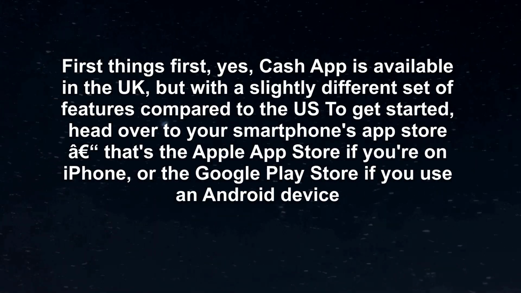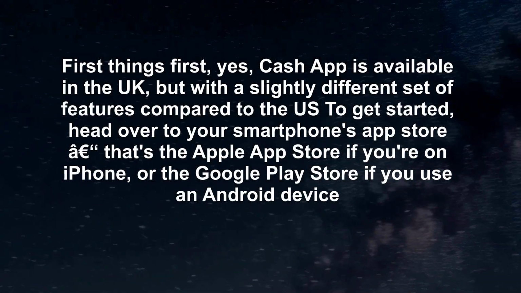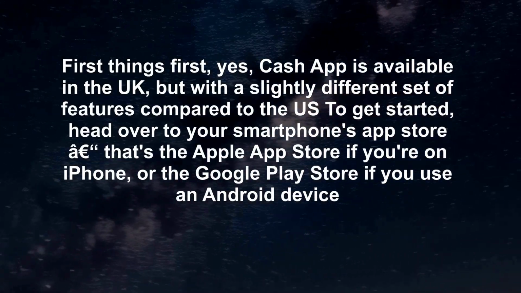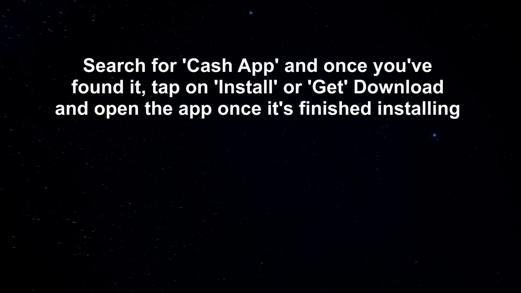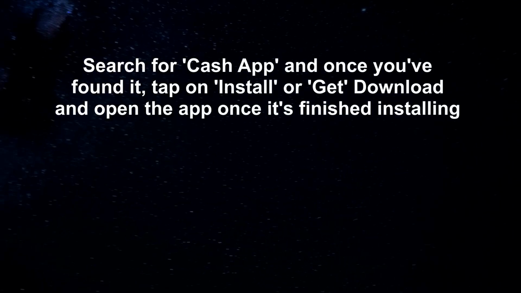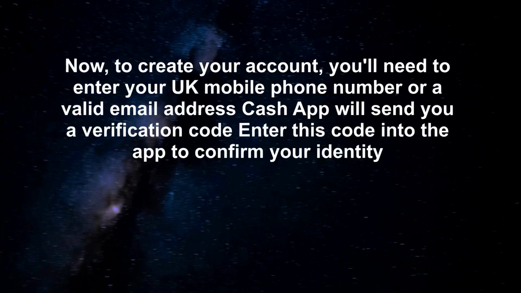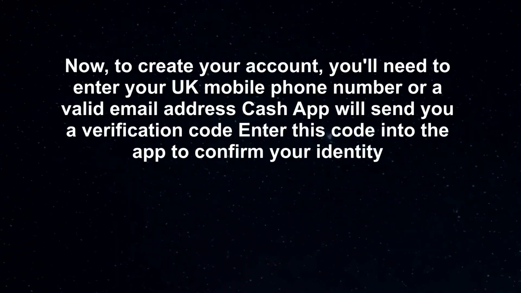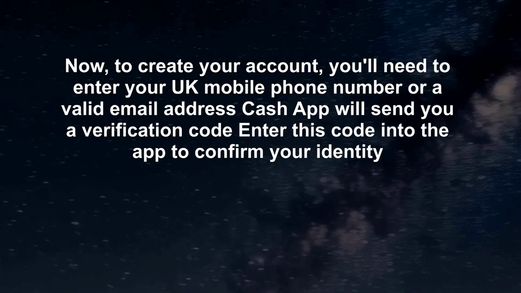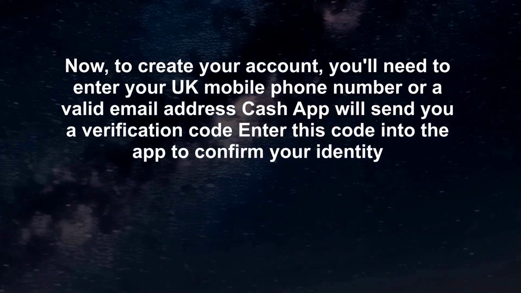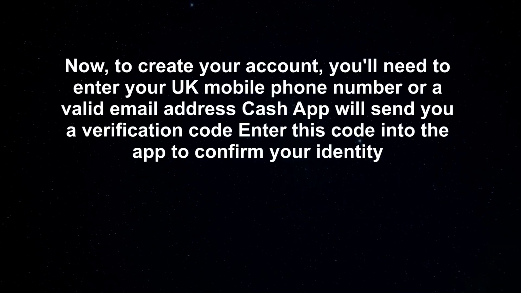That's the Apple App Store if you're on iPhone, or the Google Play Store if you use an Android device. Search for CASHAPP, and once you've found it, tap on Install or Get, download and open the app once it's finished installing. Now, to create your account, you'll need to enter your UK mobile phone number or a valid email address. CASHAPP will send you a verification code. Enter this code into the app to confirm your identity.